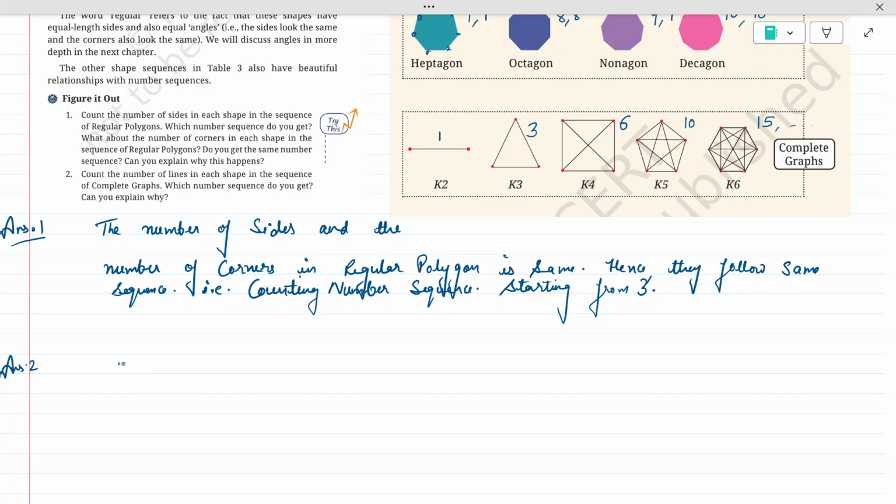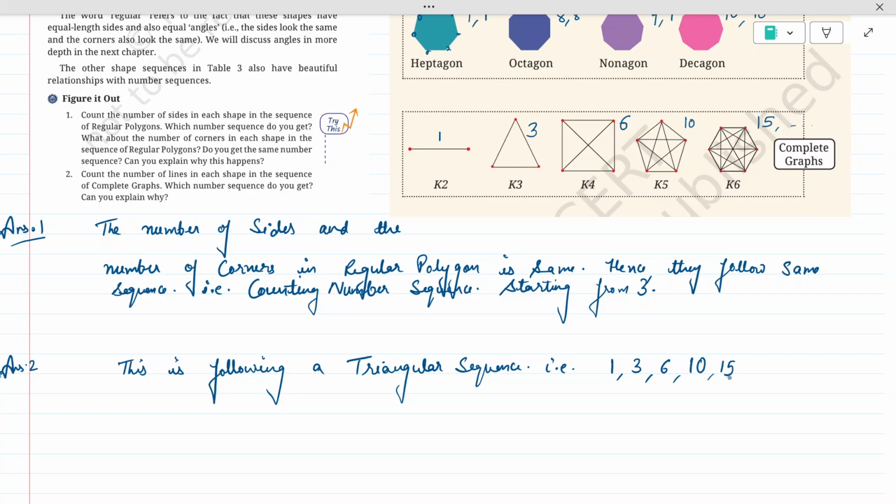It is following a triangular sequence. Okay. And that is, the triangular sequence is 1, 3, 6, 10 and 15. Okay. Now, we can move to the next question.